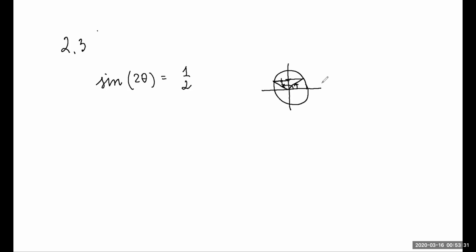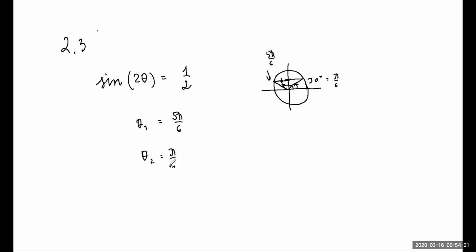Well, what is angle number 1? It looks like it's 30 degrees or pi over 6. And angle number 2, well, because this is 30, it's going to be 5 pi over 6 or 150 degrees. I'm going to write them down. Theta 1 equals 5 pi over 6. Theta 2 equals pi over 6.